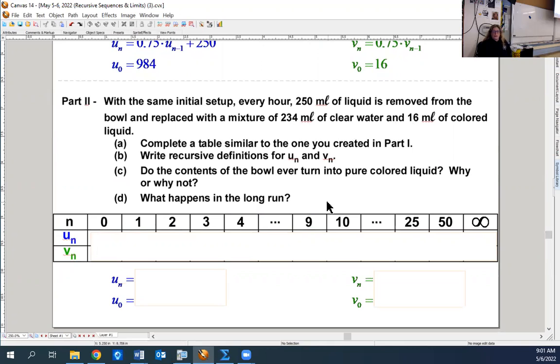So let me wait a minute for anyone who wants to write it down. Again, you could just print it out. I do really just want you guys to understand what's going on so that you could do this on the homework.